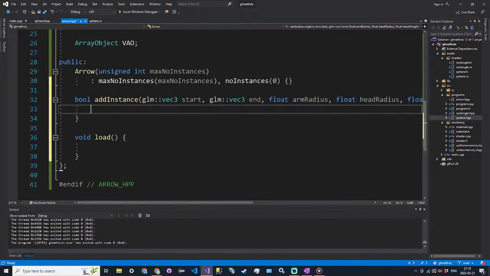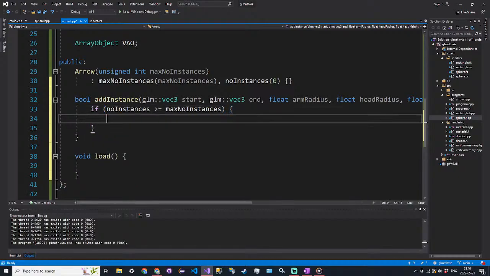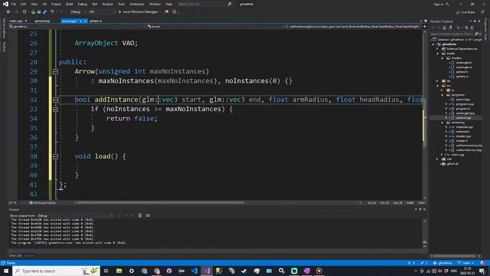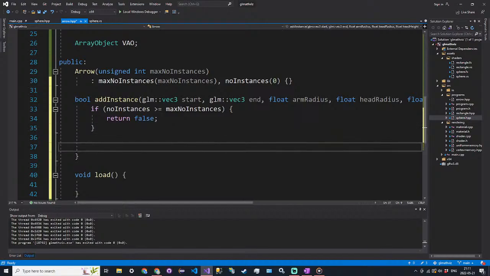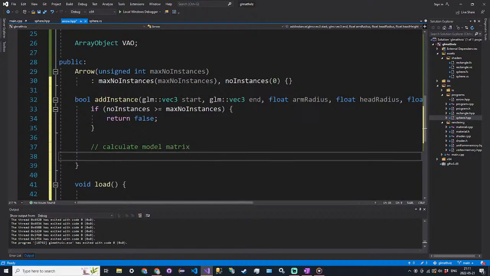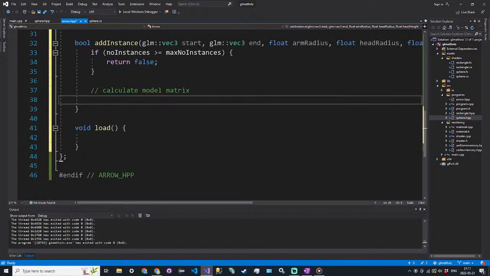We're first going to do a bounds check. So if number of instances is greater than or equal to max number of instances, then we just return false. And otherwise, we're going to start with our matrix calculation. So calculate model matrix. So this is going to be where we employ the mathematics that we just went over. So we're going to have a glm mat4 mat, and it's going to just be an identity matrix. So we start with ones in the diagonals.